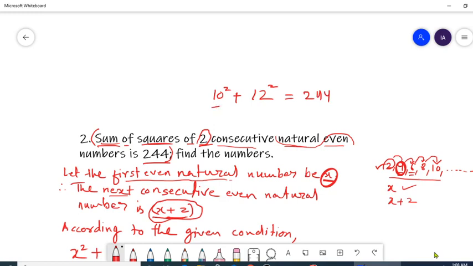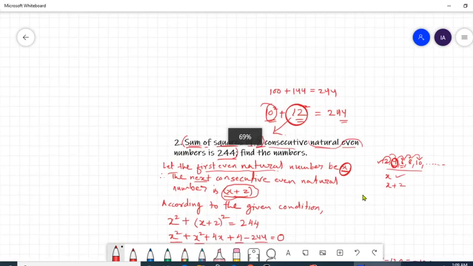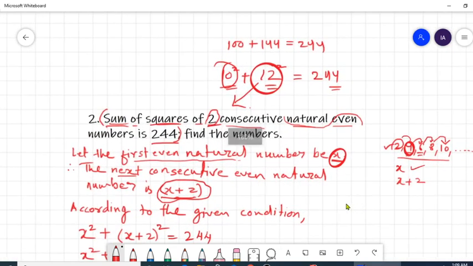If the sum of the squares of these two numbers is equal to 244, it means 10 and 12 are correct answers. So 10 square is 100, plus 12 square is 144. When you add them, you get 244. So these two numbers satisfy the given condition. You can say that your answer is correct, and this way you can verify your final answer with the given question. Hope this question is clear to everybody, and this is your solution for this question.